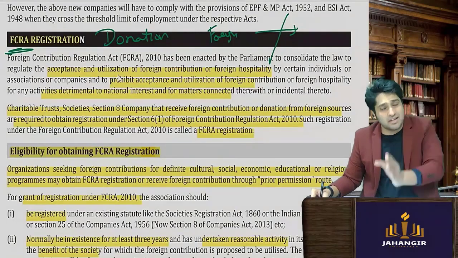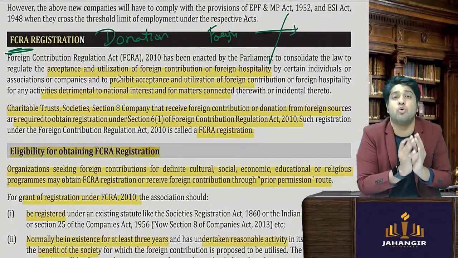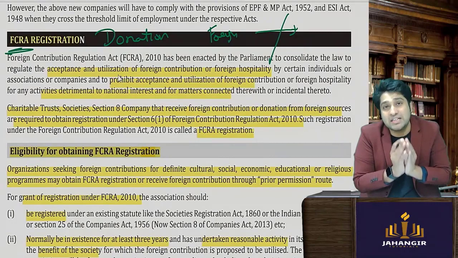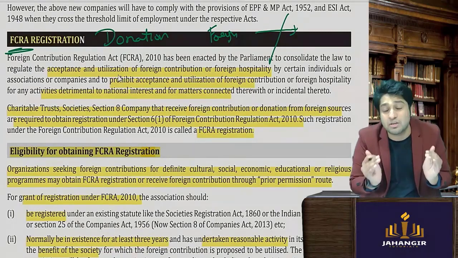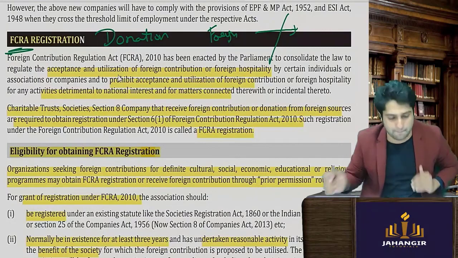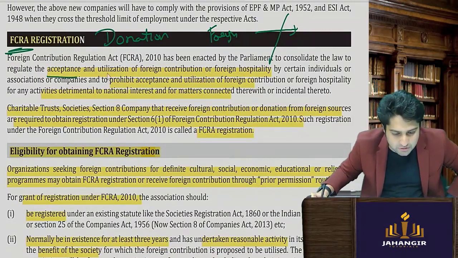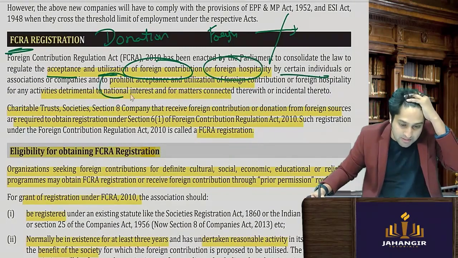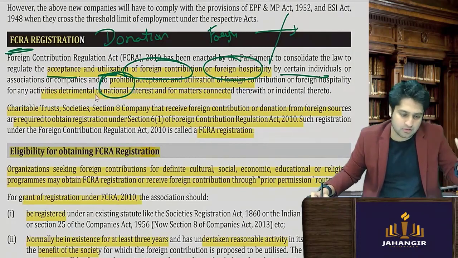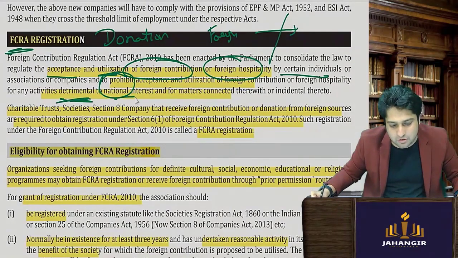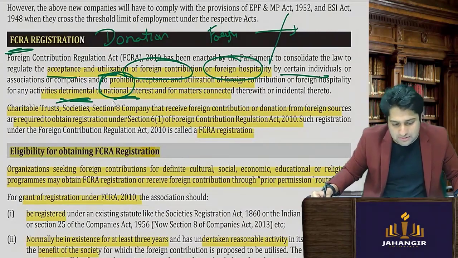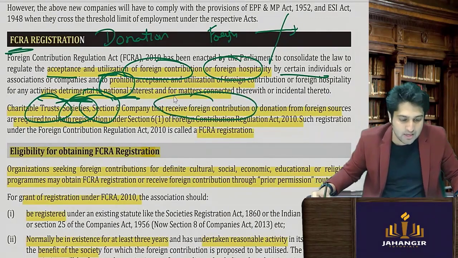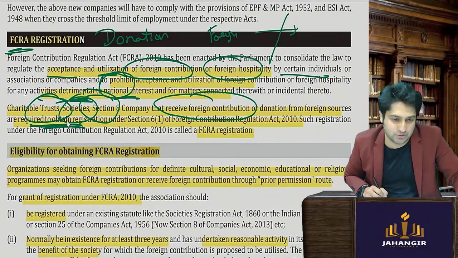And this act is made by the Ministry of Home Affairs. Always know which ministry is coming. The Ministry of Home Affairs is regulating it because Home Affairs is concerned with India's internal security. So the acceptance and utilization of foreign contribution and foreign hospitality by certain individuals is prohibited, because it could be detrimental to the national interest. Now, Section 8 companies, charitable trusts and societies can receive foreign contribution and foreign hospitality only after they have received registration.